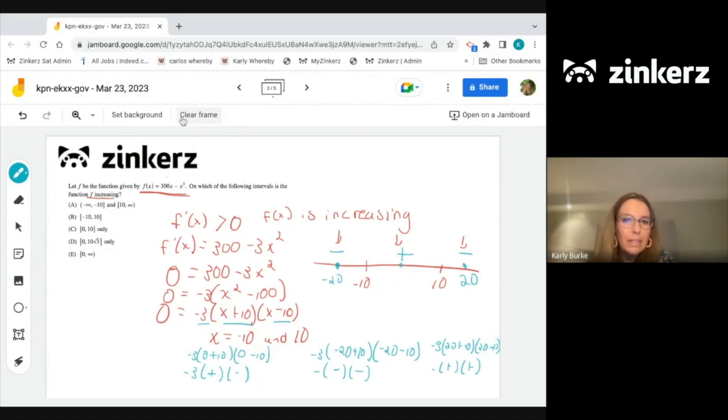Well, what does that tell us? That tells us that in between negative 10 and 10, the derivative is positive, which means it's increasing. So it's going to be on the interval negative 10 to 10.